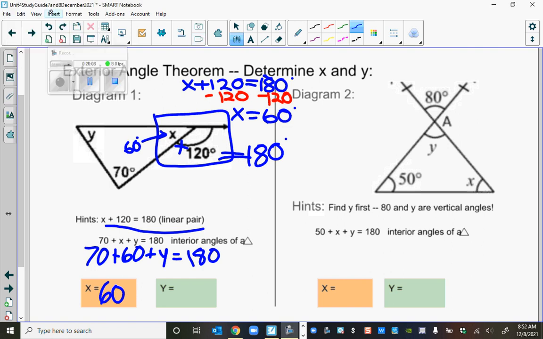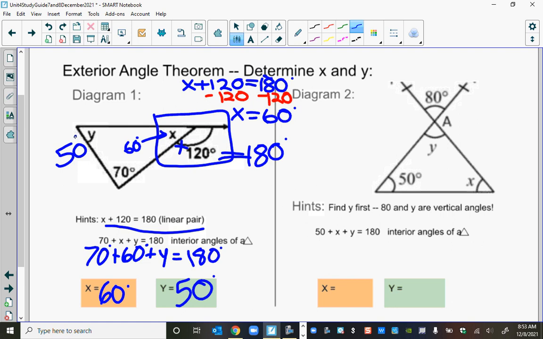What did you get, Fernando? He said 50. I got 50. Eric also got 50. Anybody else? Okay, that's a winner right there. That's 50. And that should say degrees. So y is going to be 50 degrees, because 50 plus 60 plus 70 gives us a total of how many degrees? 180. That's what we need. All right.